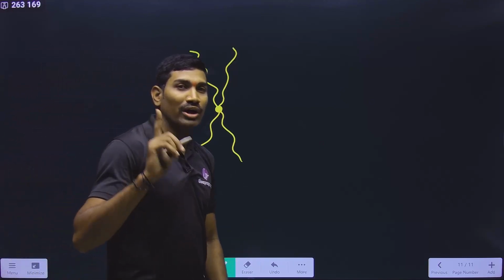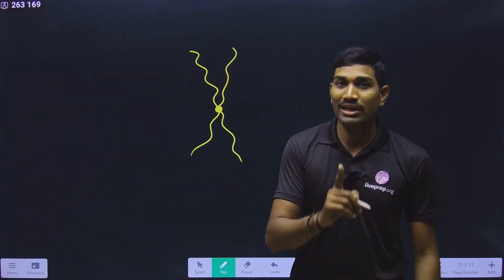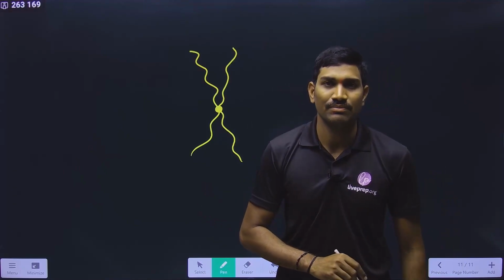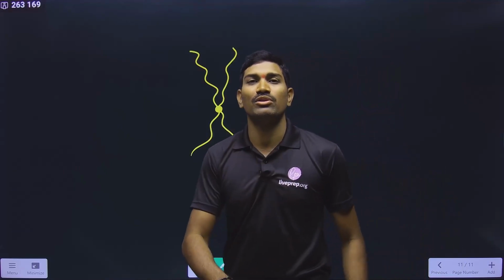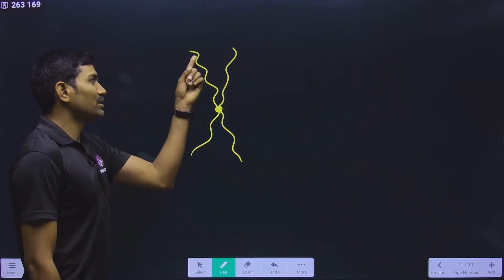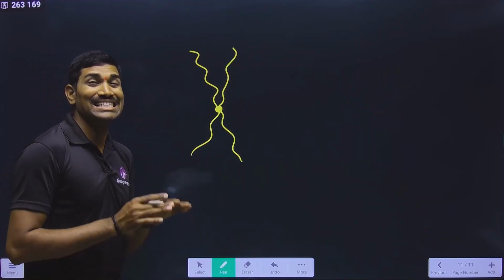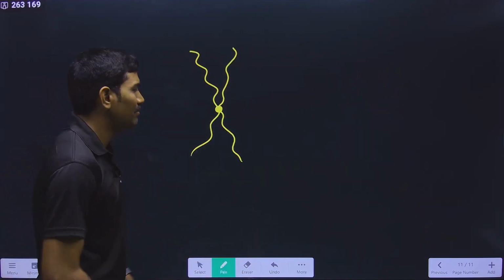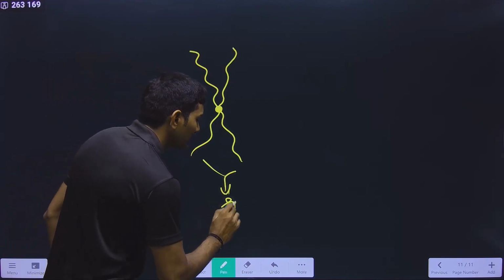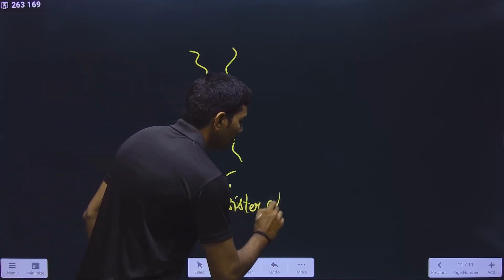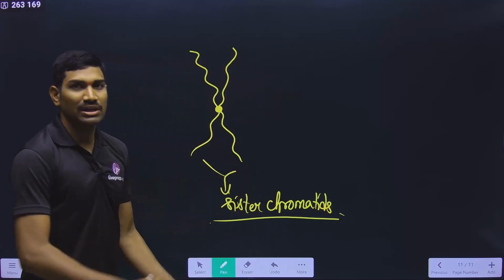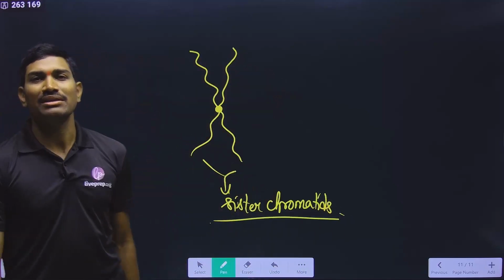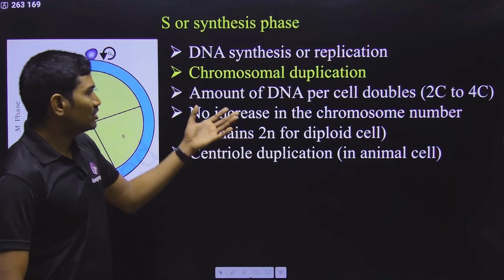Please remember, for ploidy calculation, the centromere is important. The centromere is the same, so it is considered a single chromosome only. Though it is a single chromosome, it has two chromatids. These two are exactly the same, 100% the same. That's why these two are called sister chromatids. So don't make mistakes, observe the concept very clearly. This is the basic information. Clear?